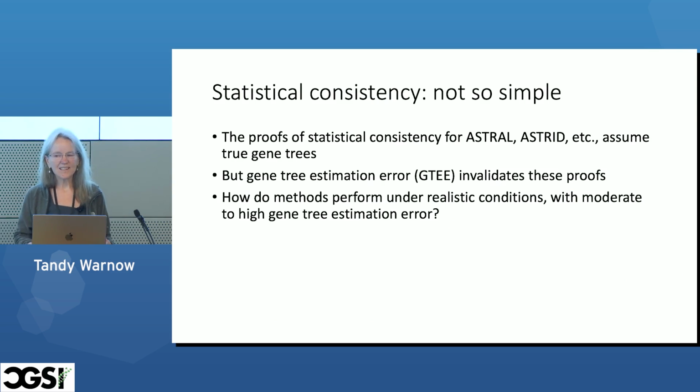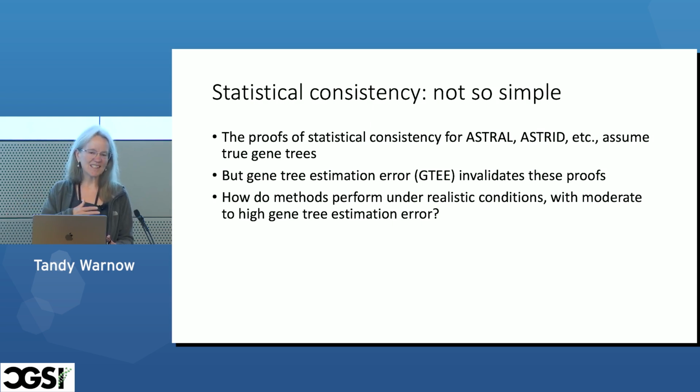But statistical consistency is not so simple. The proof of statistical consistency assumes true gene trees. You do not have true gene trees. And a big part of the argument in the biology research community, the systematics research community, has been, should you use concatenation or should you use these summary methods? The summary methods assume true gene trees. The concatenation method may be inconsistent, but it gives results people like. So there's this big back and forth about this. But you just have to understand that the statistical guarantee of consistency depends upon true gene trees.